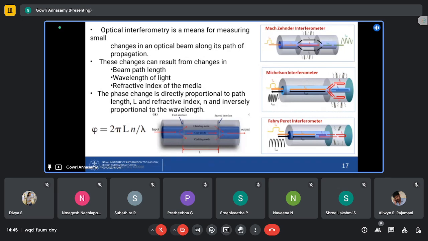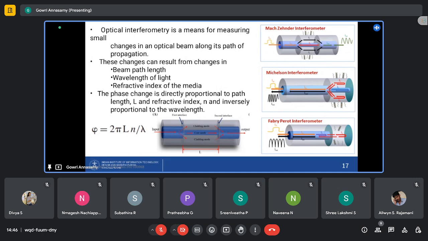So if you look at here, we are measuring the changes in the path length and the refractive index contrast, and also the wavelength, due to which there will be a phase change phi, and we measure this phi change, and it's indirectly correlated to the presence of biomarkers of interest.